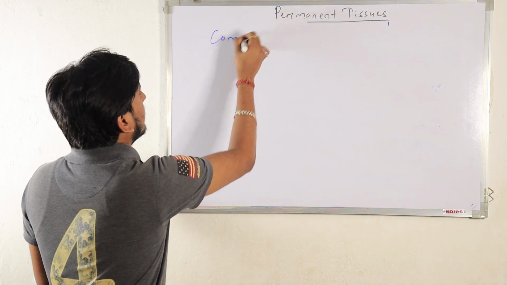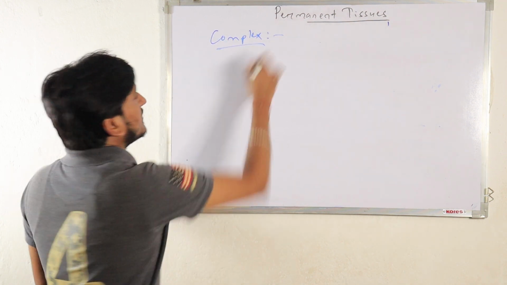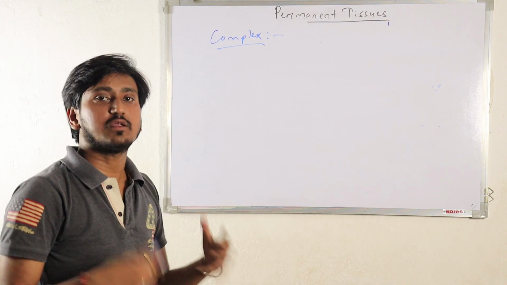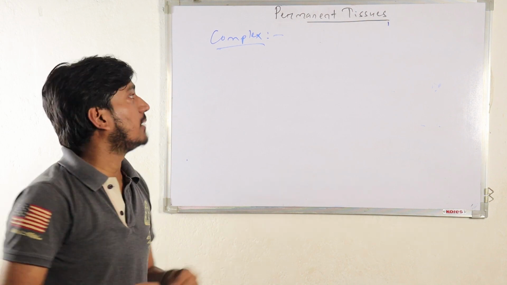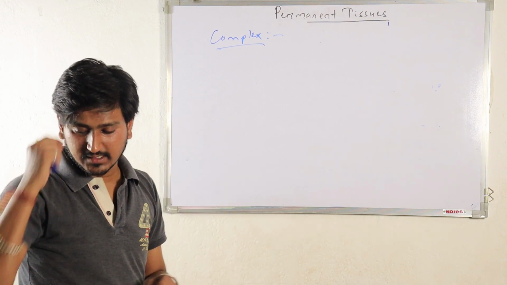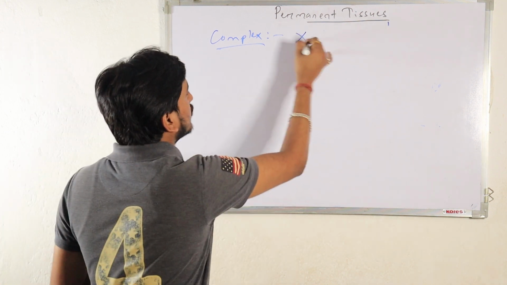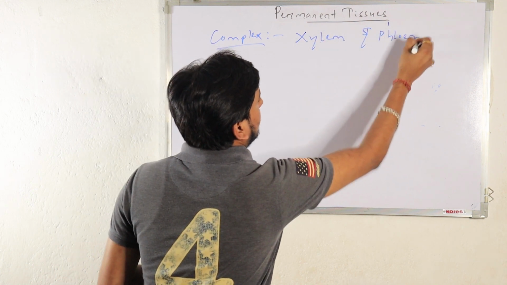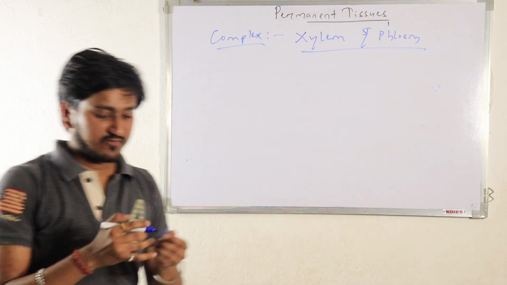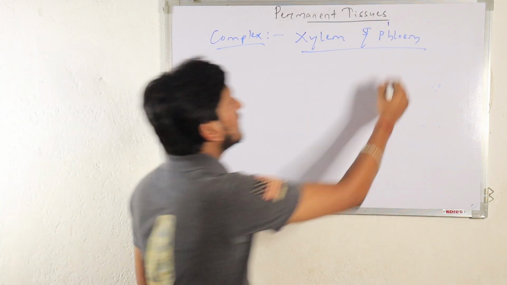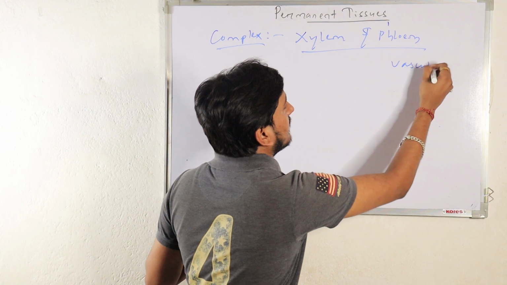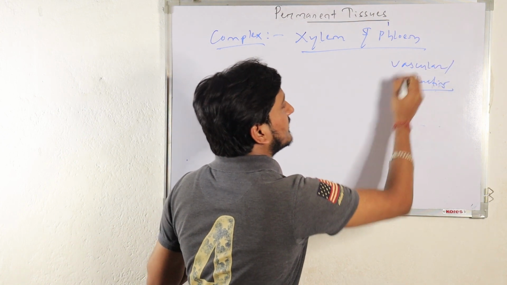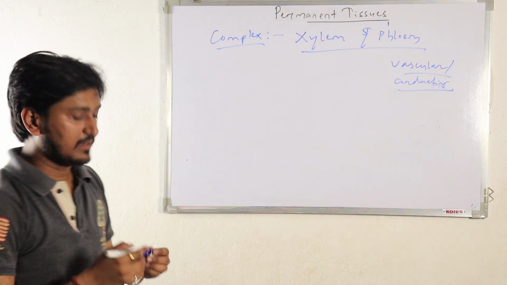These are known as complex because they have heterogeneous structures, which means more than one type of cell or cell structure is present in the complex permanent tissue. Basically, complex permanent tissue is of two types, xylem and phloem. Both xylem and phloem are conducting tissues or vascular tissues, because they help in conduction of different materials in the plant body.